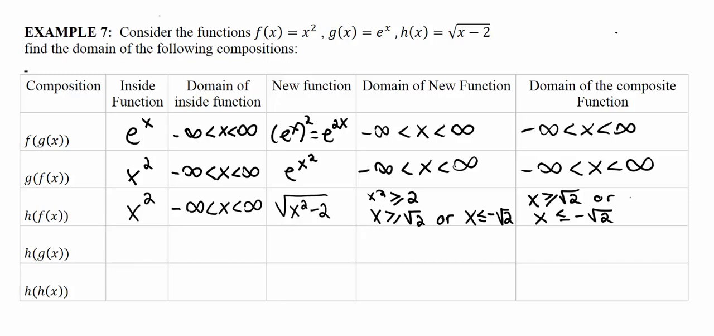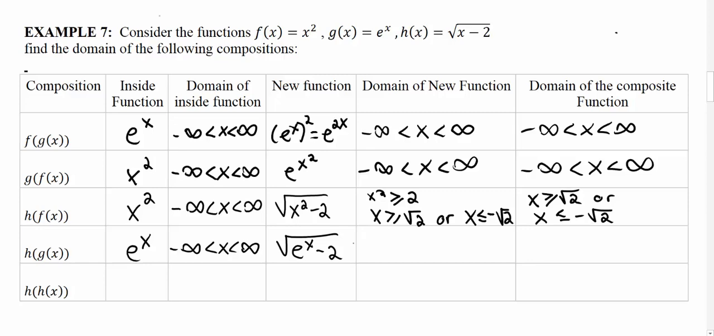So let's move on to the next one, h of g of x. So again, our inside function is e to the x, and e to the x has the domain of all numbers. Our new function, our composite function, is the square root of e to the x minus 2. So again, we have this square root conundrum where whatever is underneath the square root needs to be positive.